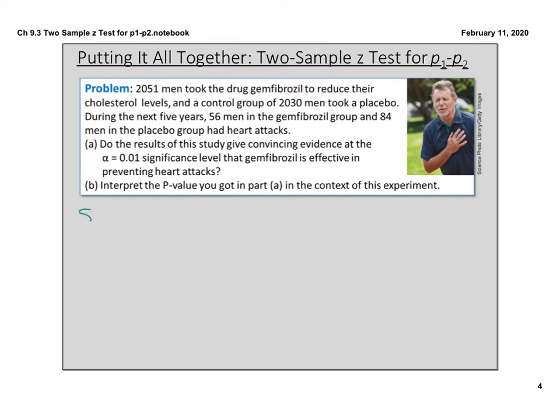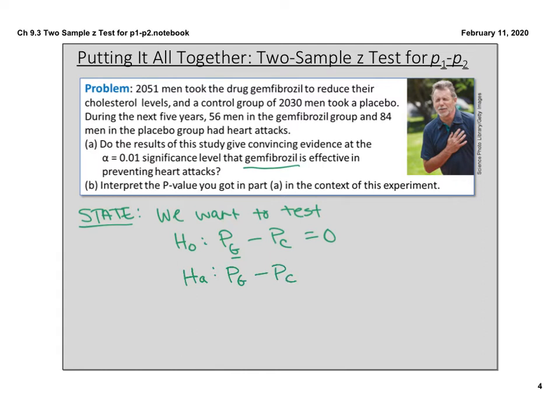I'm going to start off with the state. We're going to state what we are doing here. We want to test our H sub 0 being P. Now here's the thing. I'm going to use the drug names, so gemfibrozil, sorry, I don't know how to say that, minus the control equaling 0. Instead of doing P1 and P2, you could call them P1 and P2, but in my mind, I'm going to be able to keep them easier if I know that the G is the one with the drug. So then HA, we want to know is the PG minus PC less than 0.